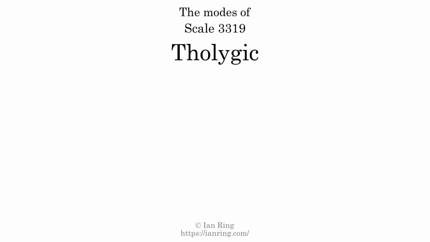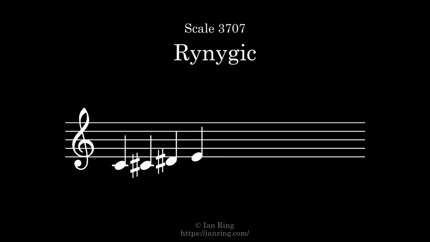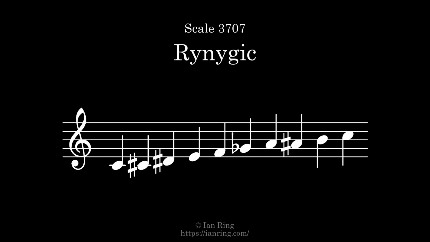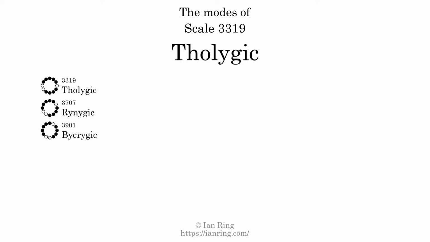This scale has 9 modes. The first mode is itself. The second mode is scale 3707, also known as Triads. It sounds like this. The third mode is scale 3901, also known as bicrigic. It sounds like this.